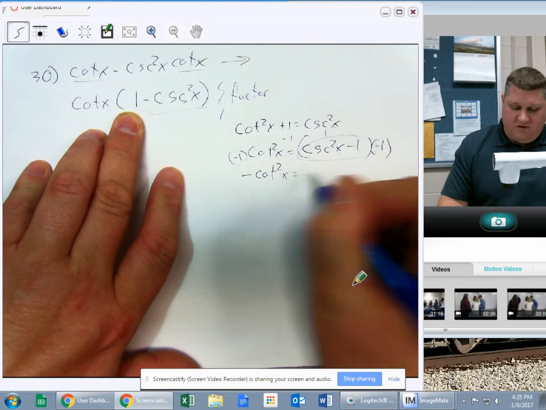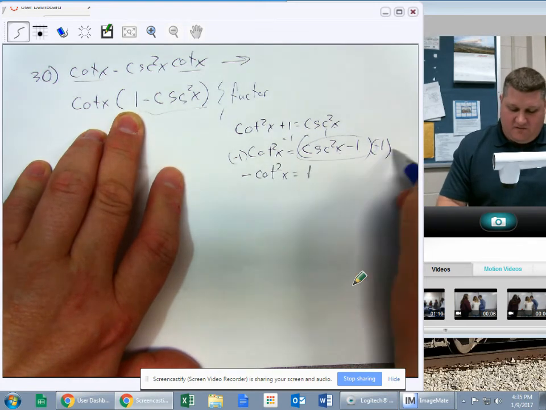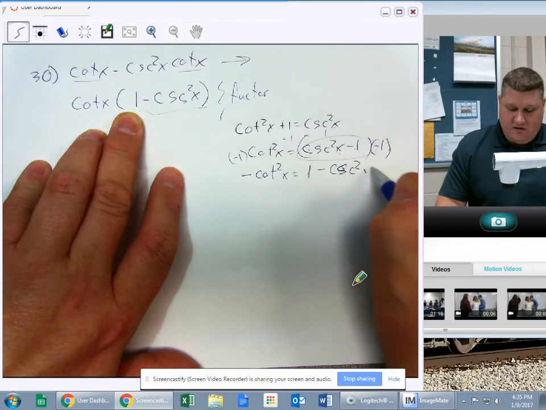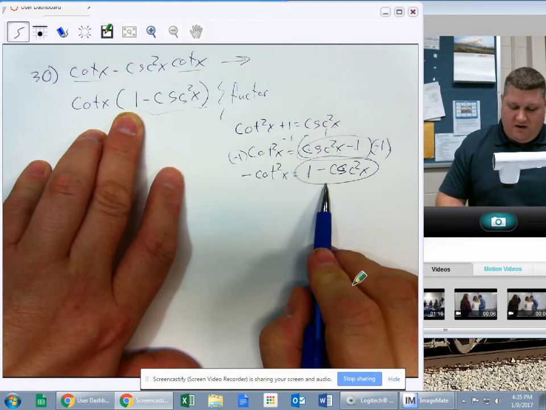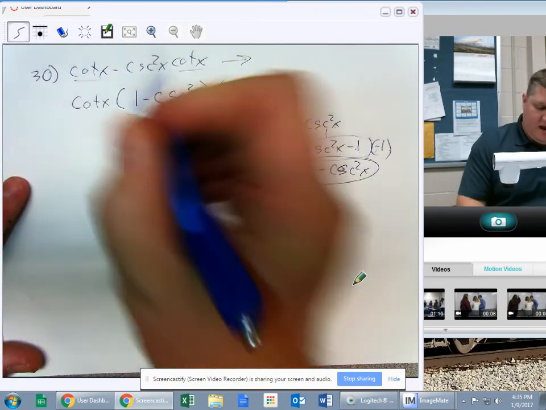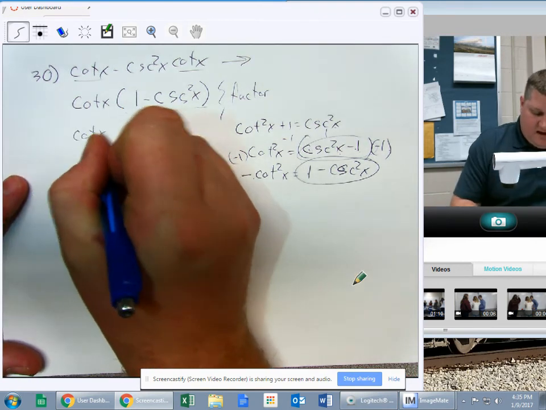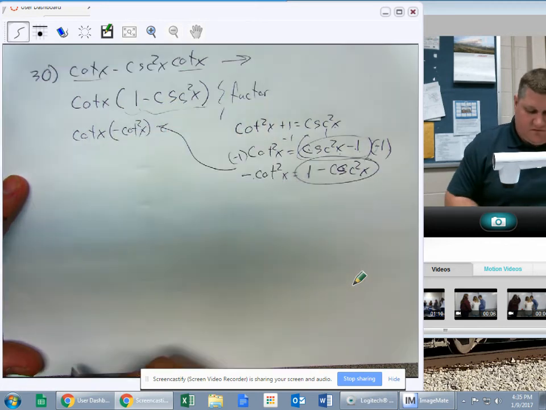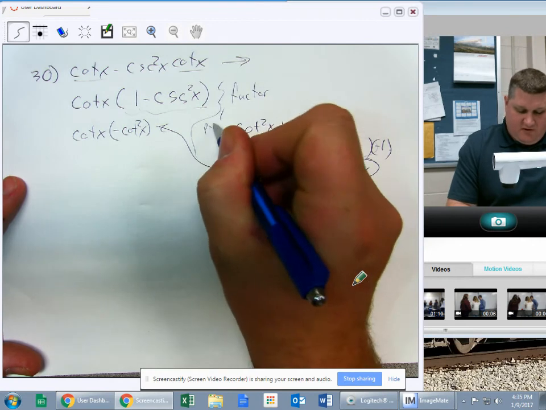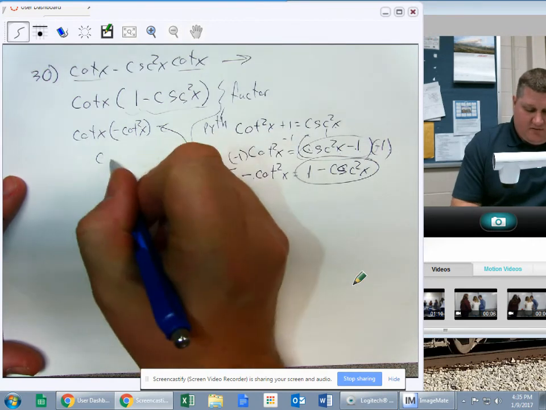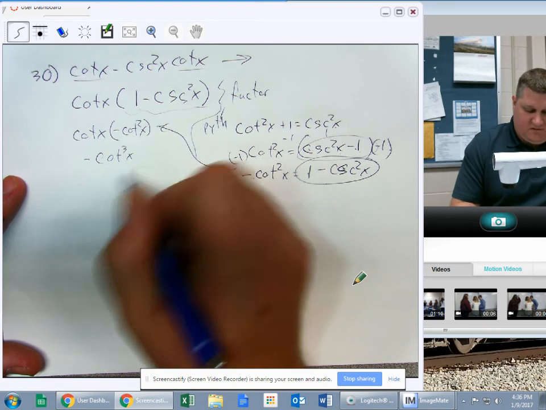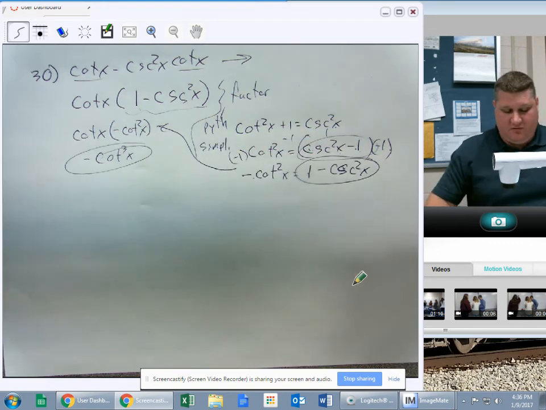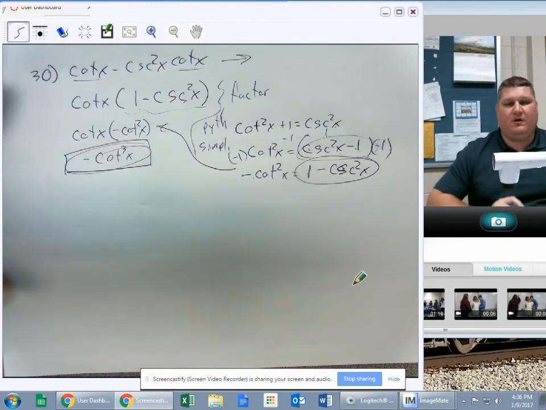So negative cotangent squared x equals 1 minus cosecant squared x, because negative times a negative is a positive, negative times a positive is a negative. And so now 1 minus cosecant squared x is negative cotangent squared x. So I have cotangent x times negative cotangent squared x by Pythagorean theorem, and put it all together, I have negative cotangent cubed x, and that is a lot more simple by simplify or multiply, whichever one you want to call it. So that's what I come up with right there.